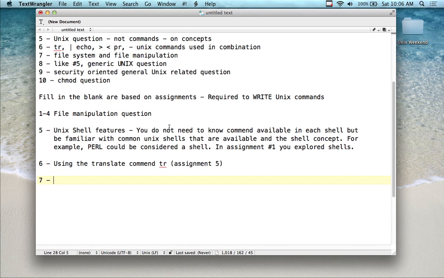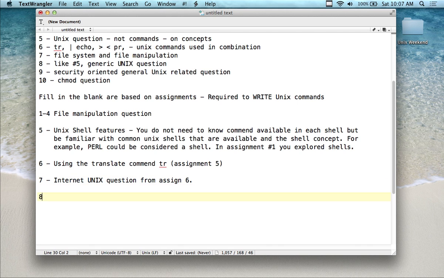Let's see. Number 7 is an internet question. It's from assignment 6. It's an internet Unix question, not a general internet question. It's one that we looked at in assignment number 6.